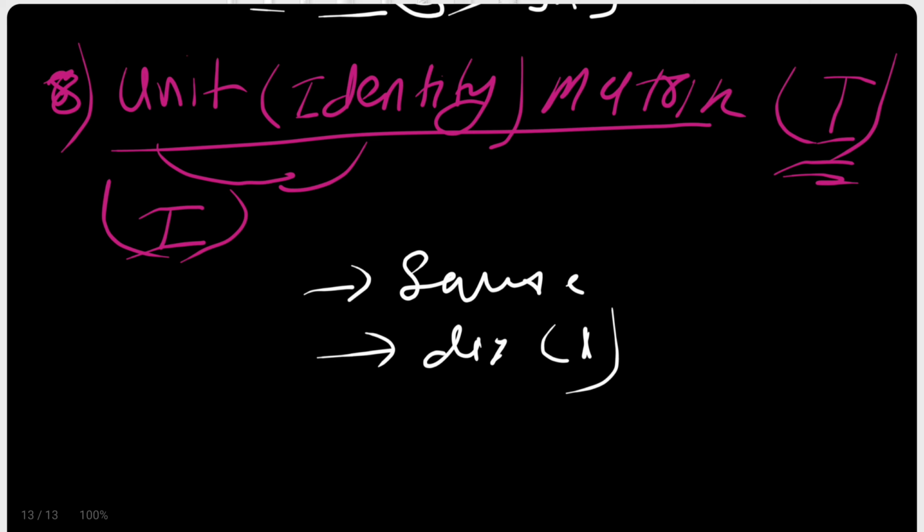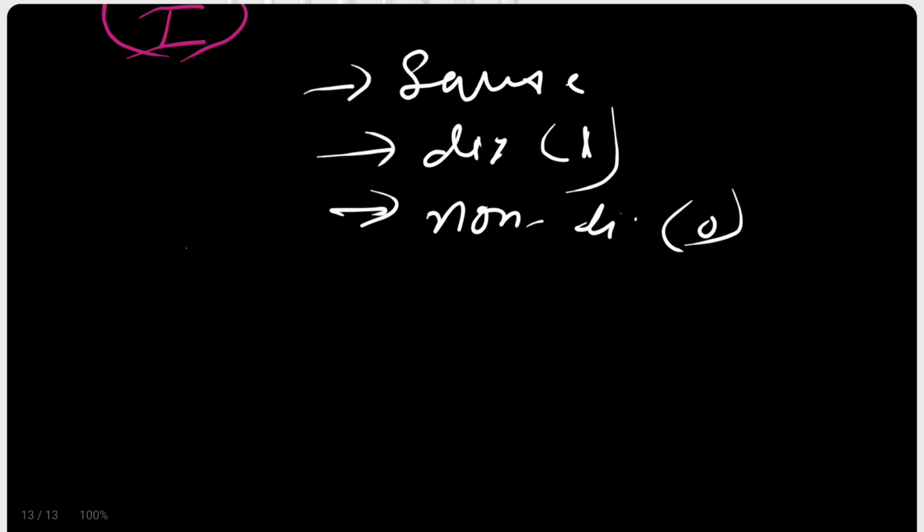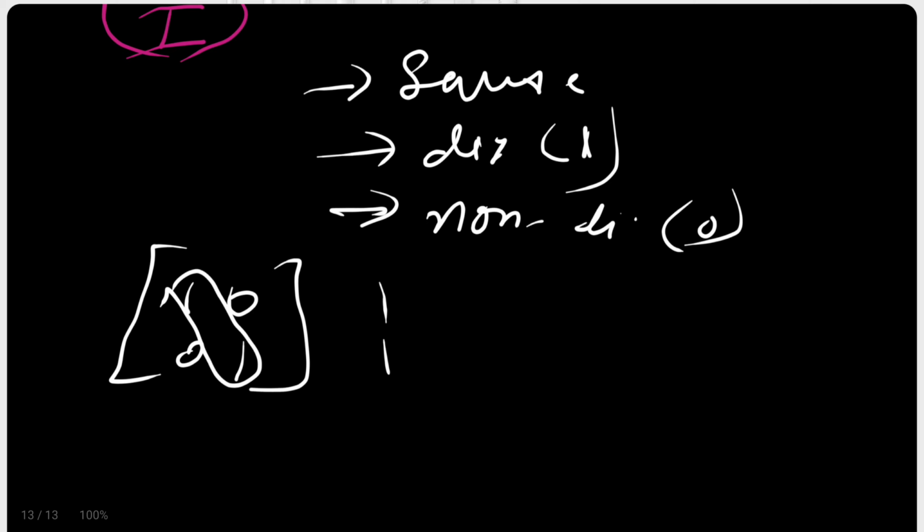Apart from one, no one diagonals we want. After that, it has to be non-diagonals. Non-diagonal will be 0. Let me explain. Suppose this is 1 0 0 1. It is our unit matrix. Diagonal is 1 1, and after the non-diagonal 0 0, it means that it is our unit matrix.